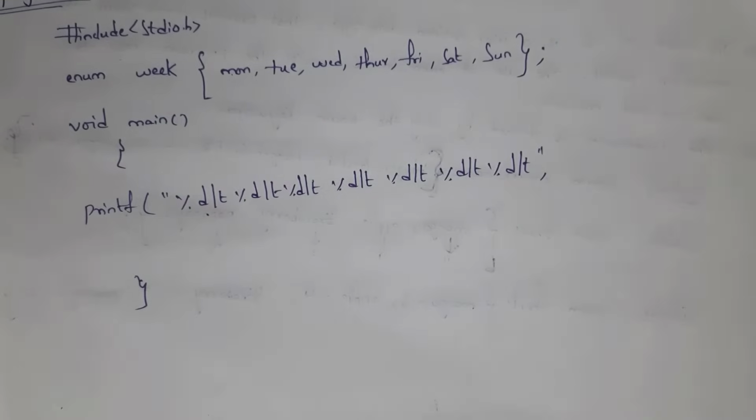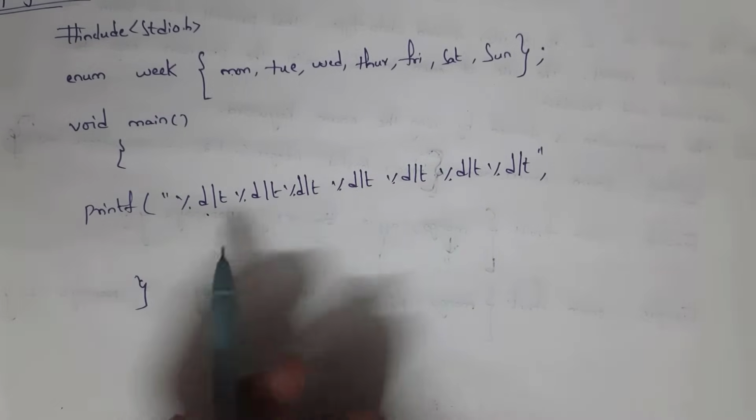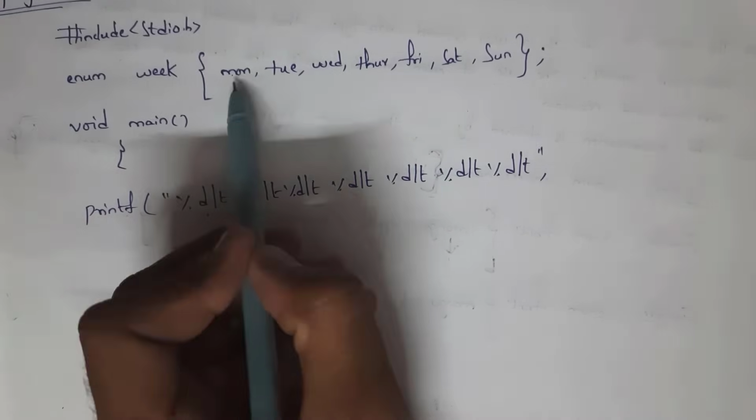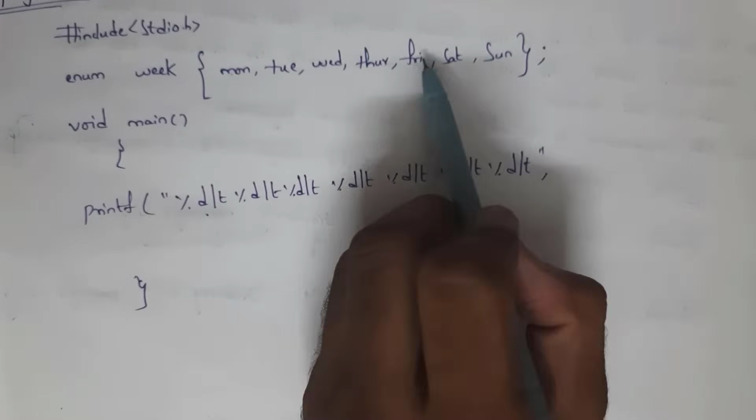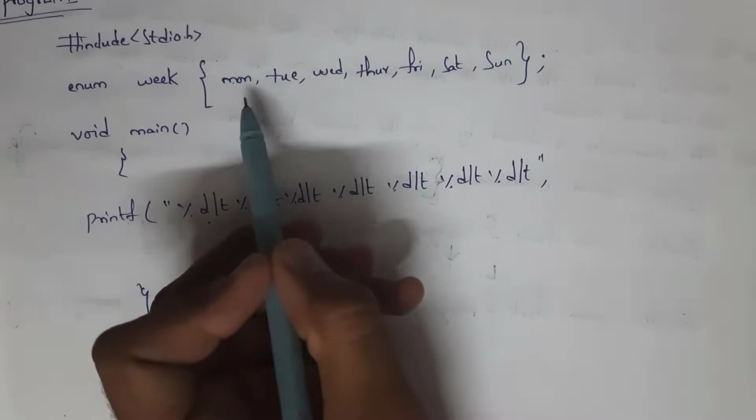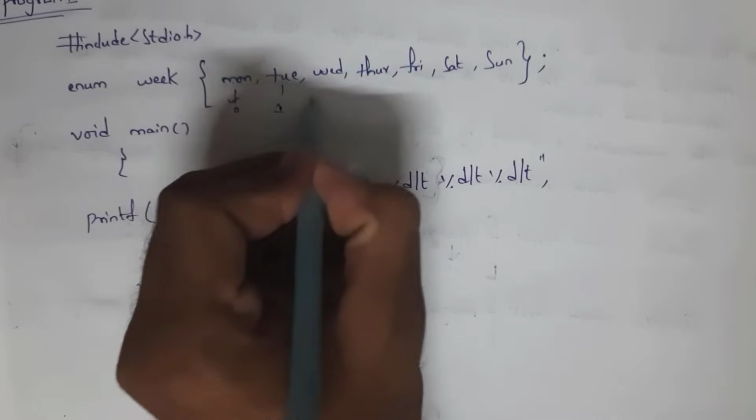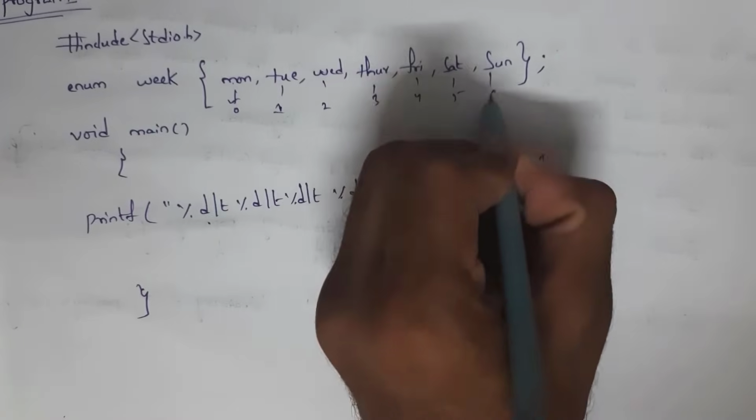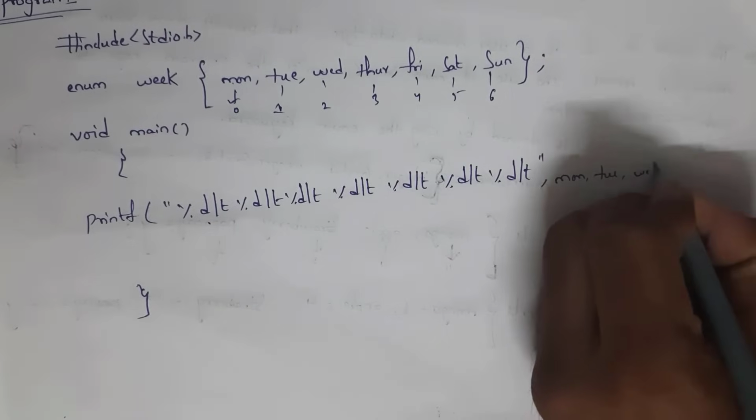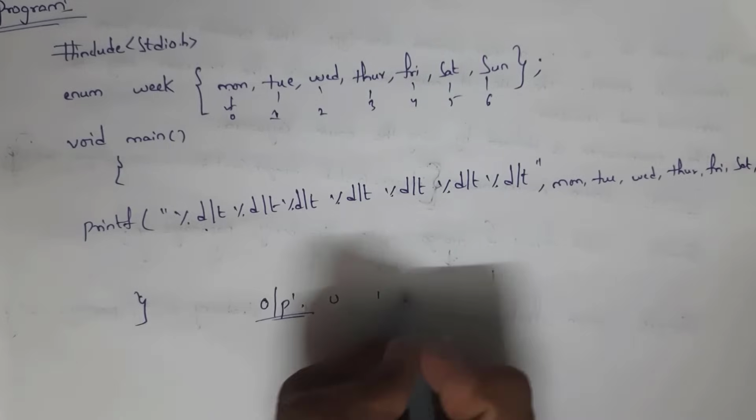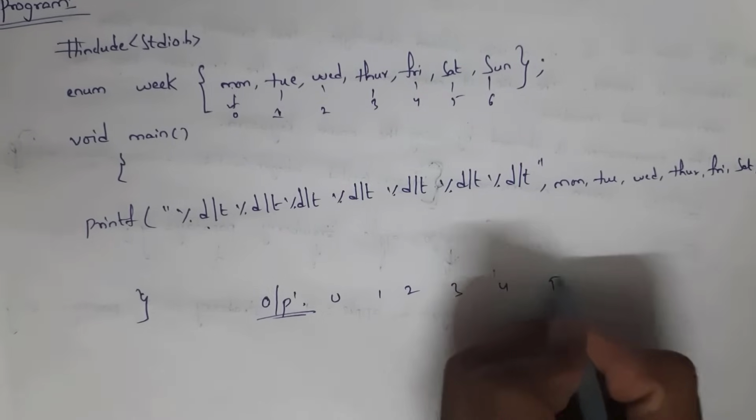Here you may get a doubt: why am I using format specifier %d, as %d belongs to integers? Because it will convert these names into integer values. Here I did not give any values to these names. So by default it will take the first value as 0 and the second value as 1, 2, 3, 4, 5, 6, for Monday, Tuesday, Wednesday, Thursday, Friday, Saturday and Sunday. Now I will get output as 0, 1, 2, 3, 4, 5, 6.